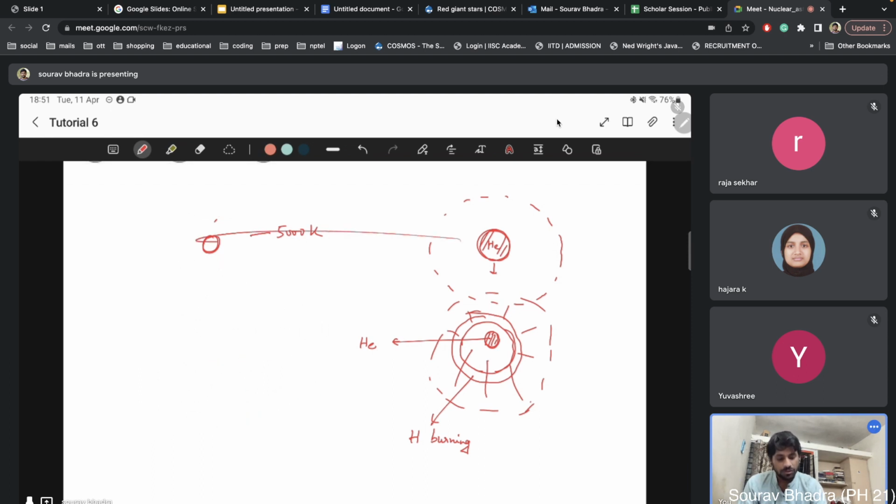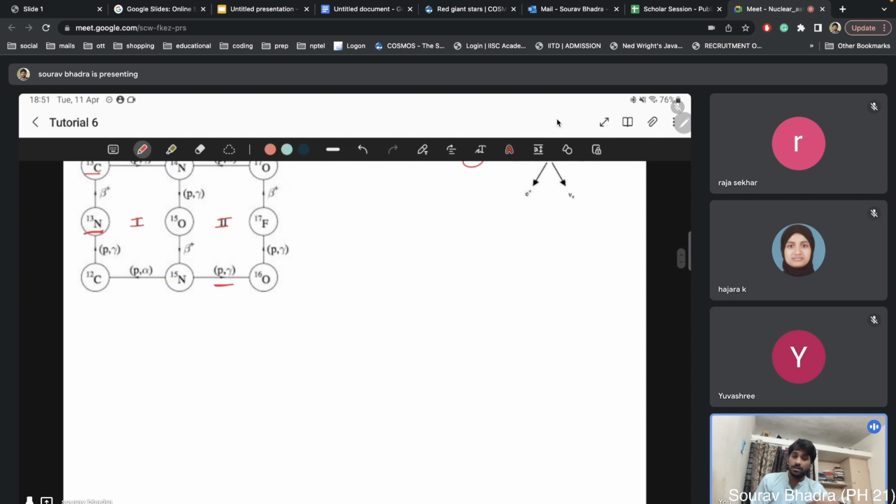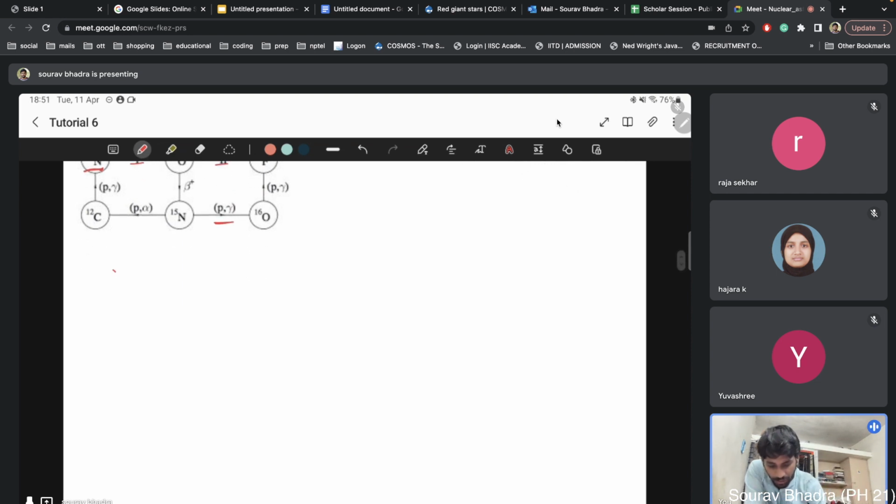Okay, so that is the obvious point, that we need a contraction to get a higher temperature, which will eventually start the helium burning. Now how this contraction gives rise to the release of the temperature, that is the main point you have to understand. Gravitational contraction, release of temperature, that means nuclear burning of higher elements. Okay, so this is called the virial theorem.